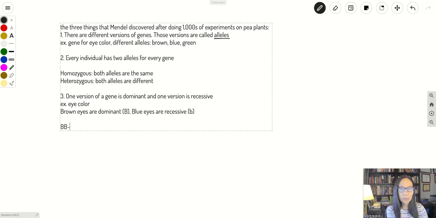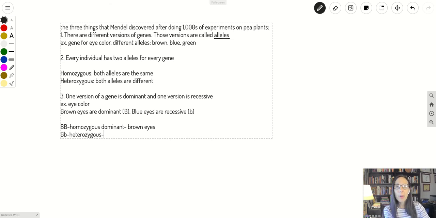One option is that they can be homozygous dominant, which means they have two dominant alleles. This is called homozygous dominant. And if you have a dominant allele as one of your two, you will express that dominant trait. So this person will have brown eyes. The second option is big B, little b. This is heterozygous because both alleles are different. Because there is a dominant trait in there, the big B, this person has brown eyes. And the last option is little b, little b. And this is homozygous recessive. Because there is no dominant allele around, only two recessive alleles, this individual has blue eyes. So you only see the recessive trait if both alleles are recessive.